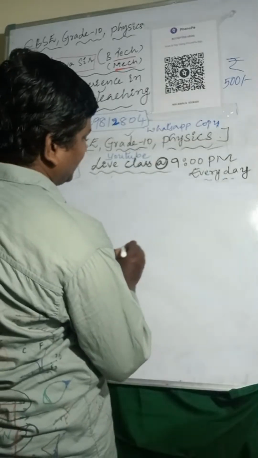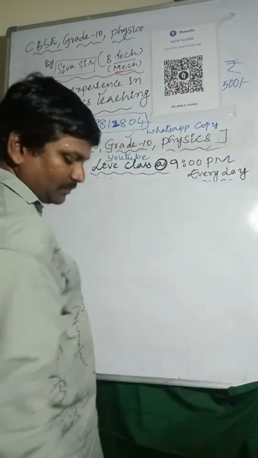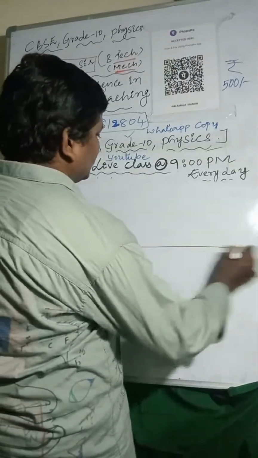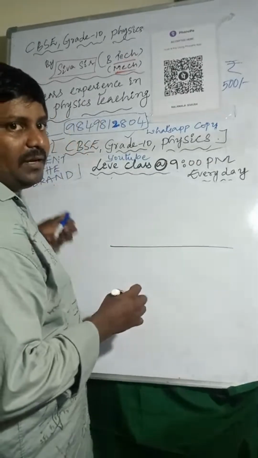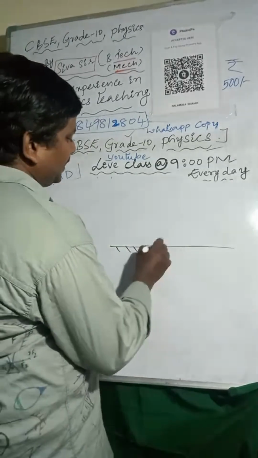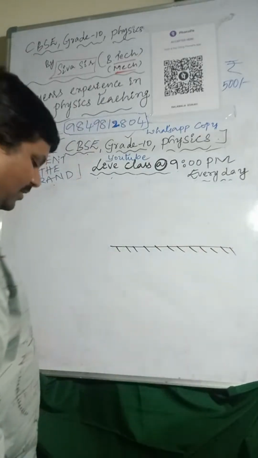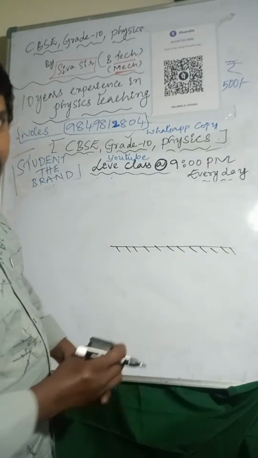Here I am considering a plane mirror. When light is incident on it, this is a plane surface. One side is a reflecting surface, and the other side is coated.